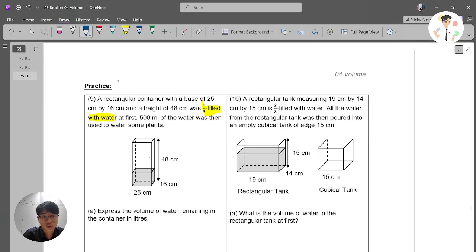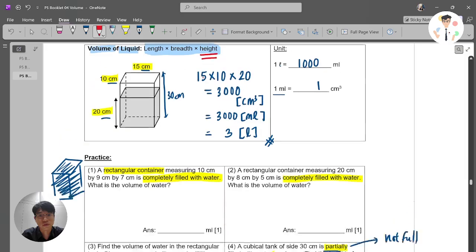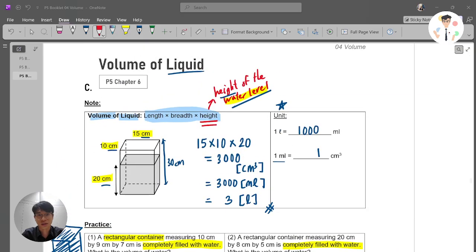And again, you see many questions there, they like to use these words: 1/3 filled with water, 2/3 filled with water. You should know how to solve these as well. And I think that's all I want to share with you about volume of liquid.